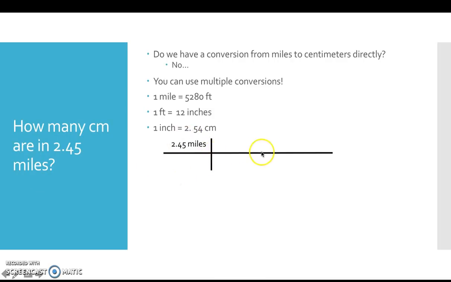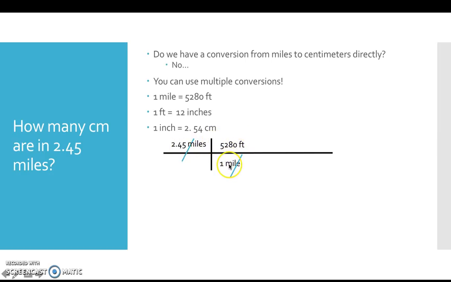Notice that I have a really long tail on this T-chart. We'll fill in that area in a little bit. I've got 2.45 miles. Now I'm going to take my equality up here that has miles in it. Remember, miles needs to go on the bottom so that those cancel out. And I'm going to put the other part, the 5,280 feet, on the top.